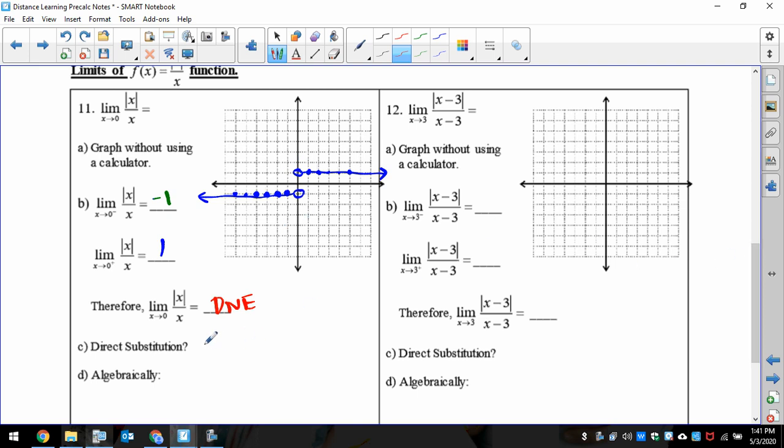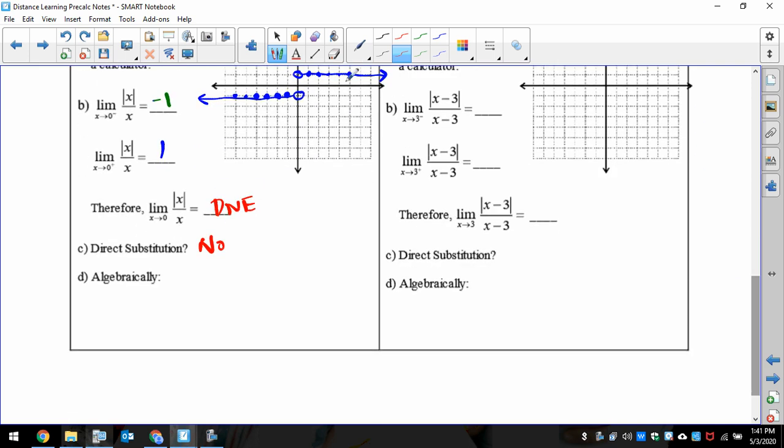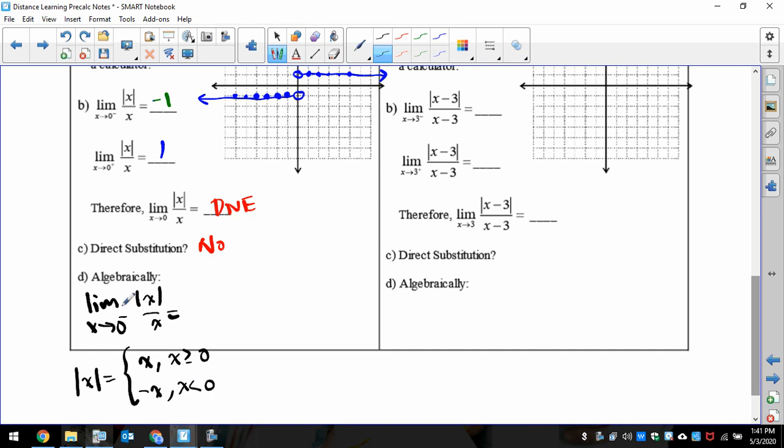So can you directly substitute? The answer is no. Can you evaluate algebraically? Yes, it's a little bit complicated to evaluate algebraically. It would look something like this. Coming from the left, for the absolute value function, we have to look at the piecewise branches. So it's x when x is bigger than or equal to 0, and it's negative x when x is less than 0. So here, since we're less than 0, we want to replace the absolute value with the negative x branch. So it's going to look like the limit as x goes to 0 from the left of negative x over x.